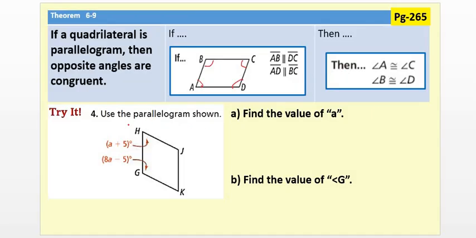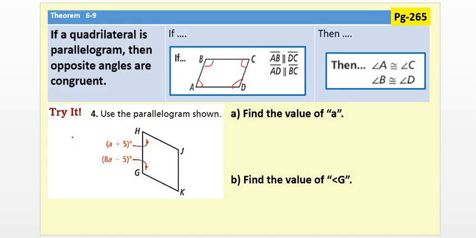Okay, now in this question they are saying use the parallelogram shown, find the value of A, and then find the value of angle G. So to find the value of angle A, remember, whenever we are trying to find the value of a variable, we need to make an equation.